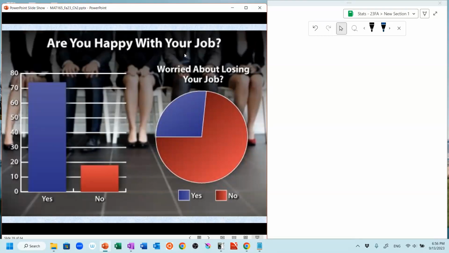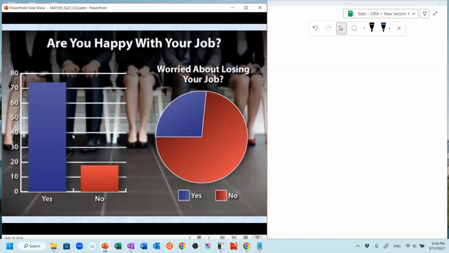and this seems to be very confusing because if I look at this, are you happy with your job as the title? I see lots of blue yeses on the left picture, but then I see very few blue yeses on the right picture. And that kind of makes me confused, right? But what's happening here? Are you happy with your job? Yes or no is the histogram. Are you worried about losing your job? Yes or no is the pie chart, right?